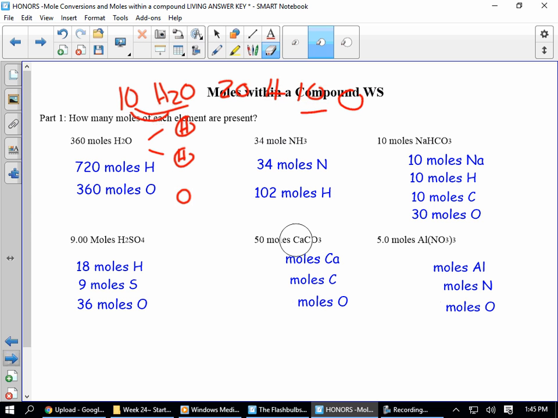Calcium, 1 of them every time, so I get 50. 1 carbon every time, so I get 50. But then 3 times 50 is 150 oxygens.